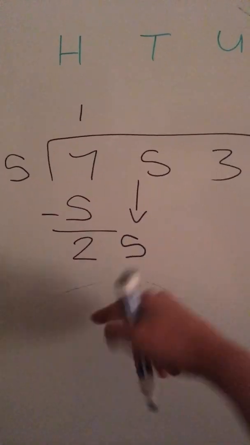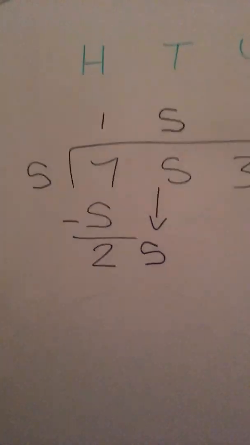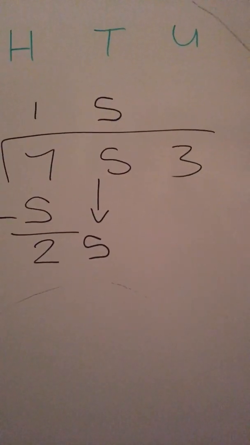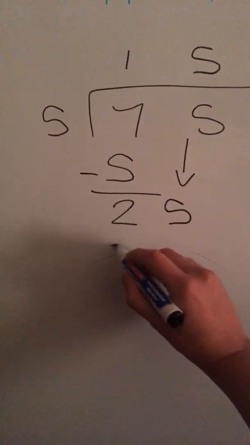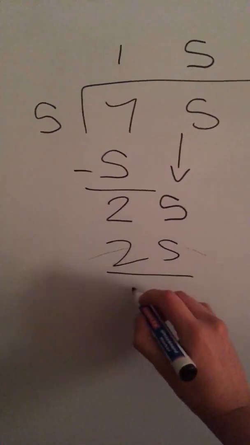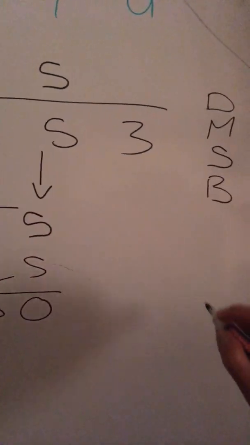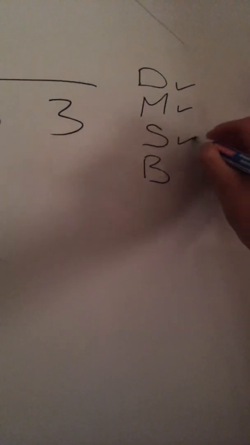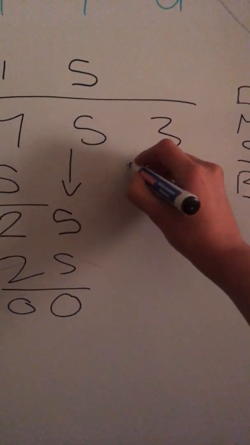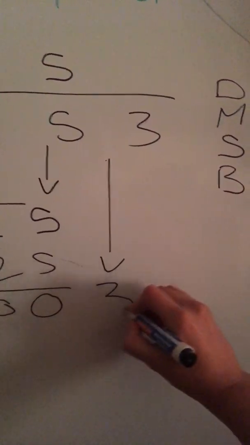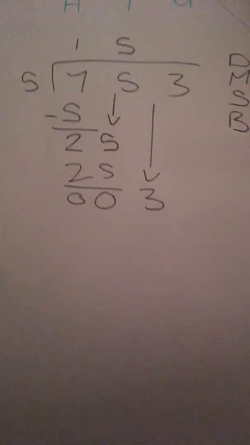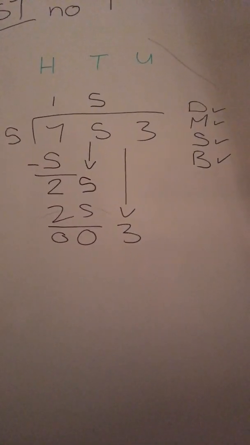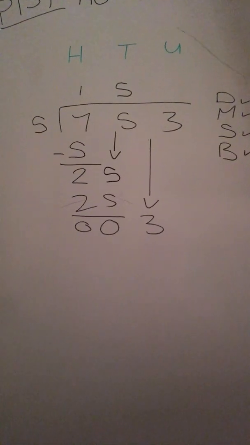5 goes into 25. That's 5 times. 5 times 5 is 25. That's zero when you minus. And then I'm just going to tick those and bring down the 3. Now the next part, this is where it becomes a little bit more interesting.